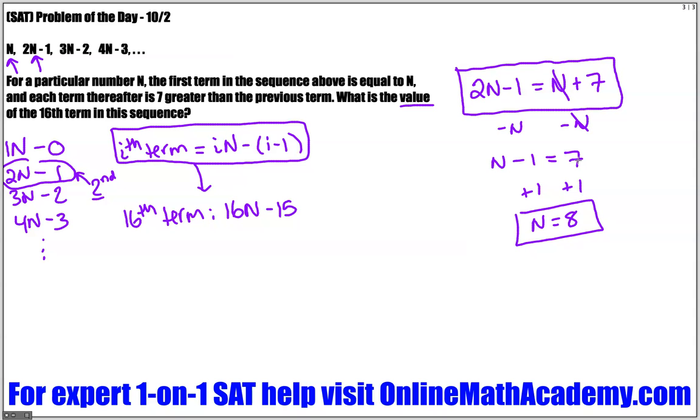Wait, let me correct: n equals 8. So now that we know what n is, we can certainly determine what the 16th term in the sequence is, because we know it's the expression 16n minus 15. So if n is 8, it's 16 times 8 minus 15. Now you have your calculators during the exam, so use them. 16 times 8 is 128. Minus 15 is 113. The 16th term in the sequence has a value of 113.